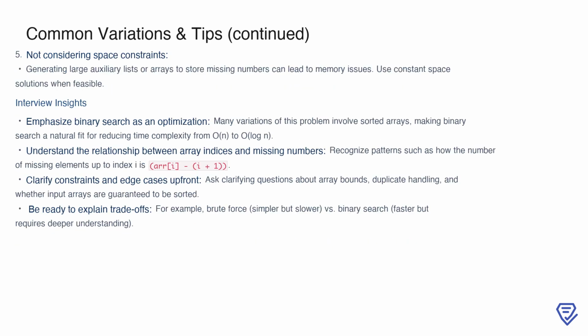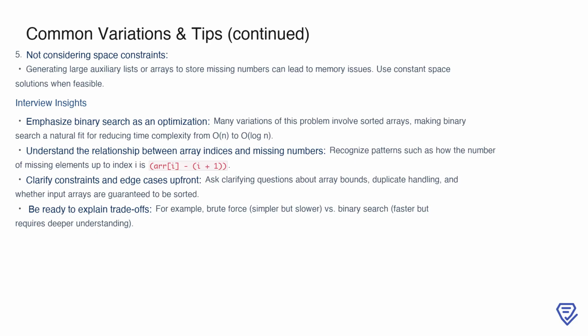Another potential pitfall is not considering space constraints. Generating large auxiliary arrays to store missing numbers can lead to memory issues, so it's often better to explore constant space solutions. Now, in interviews, it's worth highlighting that binary search is a highly effective optimization for this problem. Because the array is sorted, binary search can reduce time complexity from O(n) to O(log n).